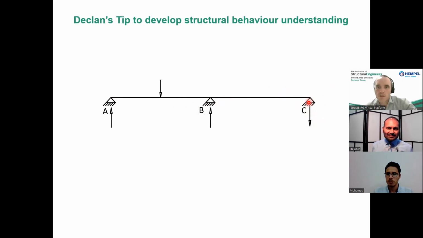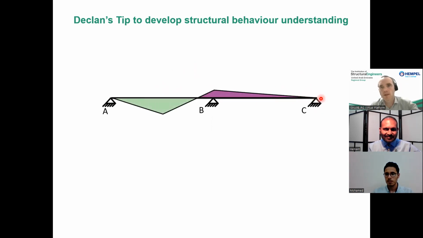So now we know that the reaction at C is downwards, A and B is upwards, and we know the action on the beam. So we can now start to visualize the bending moment and the deflected shape. So with the bending moment, you start at this point here, and you know that because we had to push the top of the beam down, you're going to get tension on the top of the beam. So the bending moment starts moving up in a linear line across here to the support.